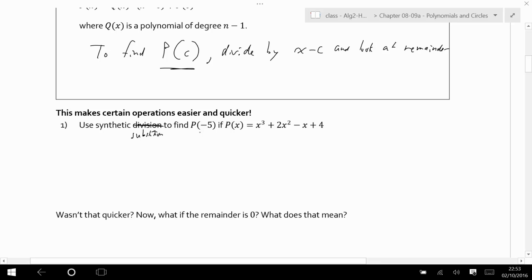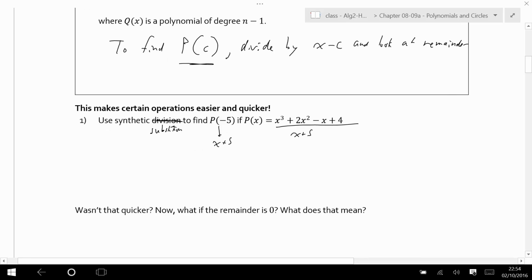So what I'm going to do is, if I wanted to find p of negative 5, I'm just going to divide it by x plus 5. Yes, I'm going to take this whole polynomial and put it over x plus 5 and divide. But I'm going to do that with synthetic division, so literally I'm going to steal that negative 5, put it in the pocket, and do 1, 2, negative 1, 4, and set my synthetic division up like we did previously. Then do it. 1 times negative 5, add, negative 3, multiply, 15, add, 14, and multiply, and I get negative 70, and add, and I get negative 66.